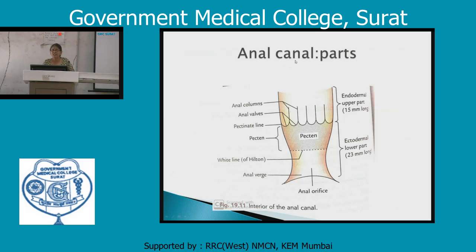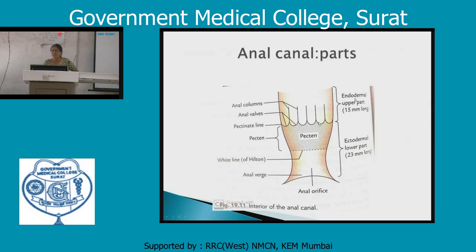If you see the interior of the anal canal, it is 38 millimeters long, roughly 4 centimeters long, and is divided into two parts by a line known as the pectinate line. Here, this curved line is the pectinate line, also known as the dentate line, and this line roughly divides the anal canal into two parts: the upper part 15 millimeters long, and the lower part 23 millimeters long.